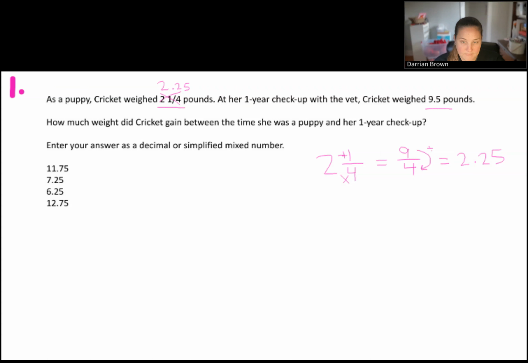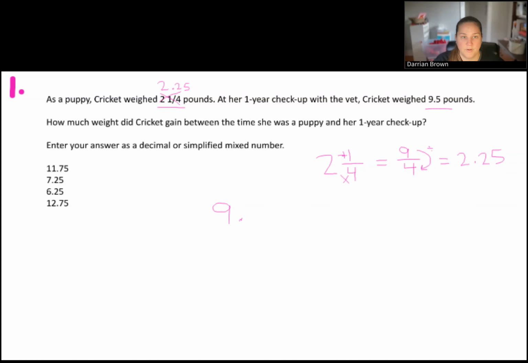Now, let's make sense of this question. It says, as a puppy, Cricket weighed 2.25 pounds. So that's where we're starting. Then at her 1-year checkup, she weighed 9.5 pounds. It wants to know how much weight she gained. So we're finding the difference. So that means we need to subtract.